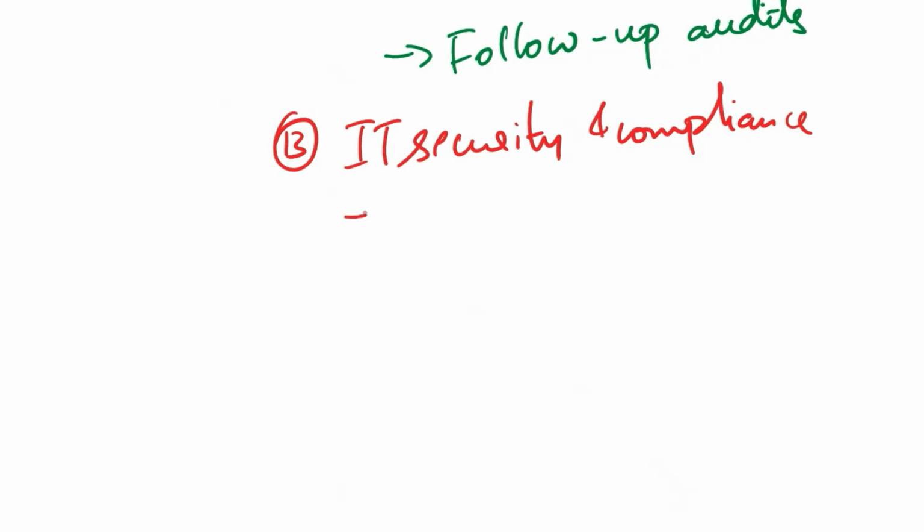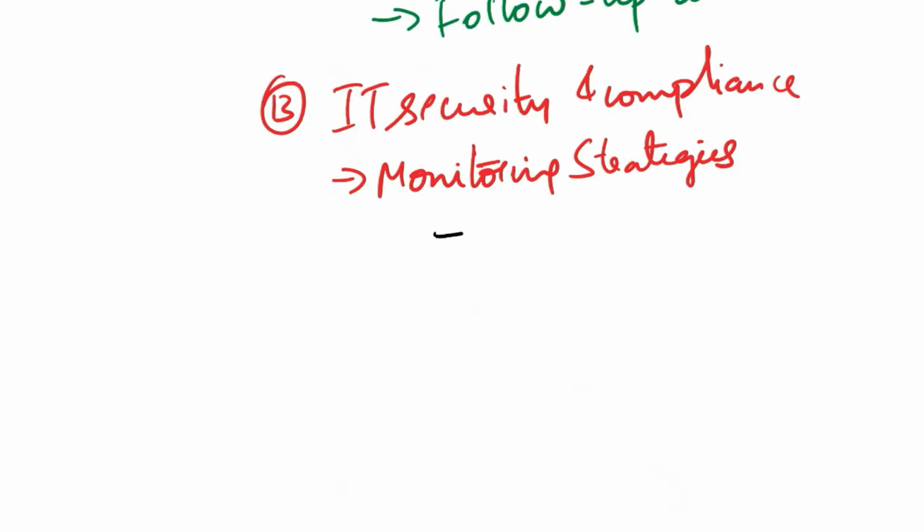First, let's see some of the monitoring strategies. The first one is SIEM systems, security information and event management systems. You implement SIEM systems to collect, analyze, and correlate security events across the IT infrastructure. This allows for real-time monitoring of security incidents.